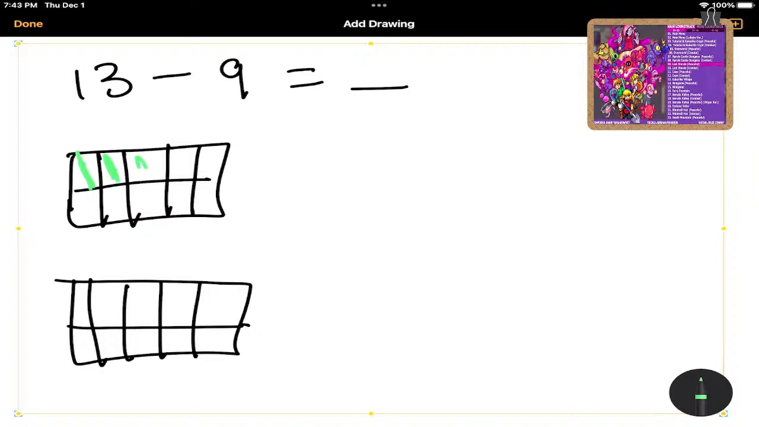1, 2, 3, 4, 5, 6, 7, 8, 9, 10, 11, 12, 13. Okay, how many are we subtracting? 9. Okay, so what are we gonna do? We're going to subtract 9. Pick a different color.